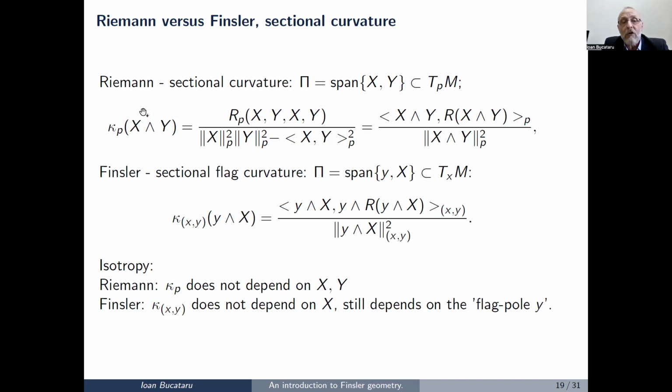In Riemannian geometry, we define the isotropy in this way: the sectional curvature does not depend on the two plane. In the Finslerian context, we already have the direction, this small y here. So we say that we have the isotropy if the sectional curvature does not depend on the flag. We still have the flagpole, but it does not depend on the flag.